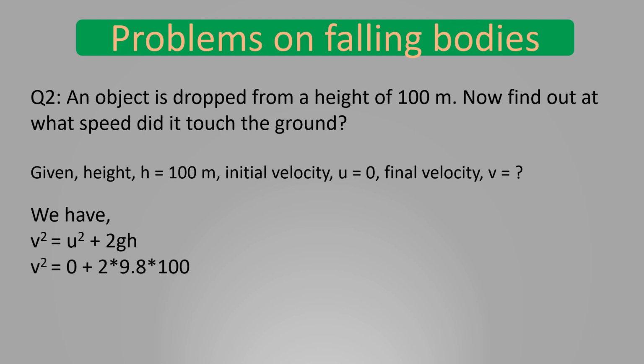Now we'll put the values in this equation. As we can see, the initial velocity of the object is 0, the acceleration due to gravity is 9.8, and the height of the object is 100 meters. Now we put the values here, and finally we find that v squared equals 1960, and finally v equals 44.27 meters per second. So we can say that the object touched the ground at 44.27 meters per second.